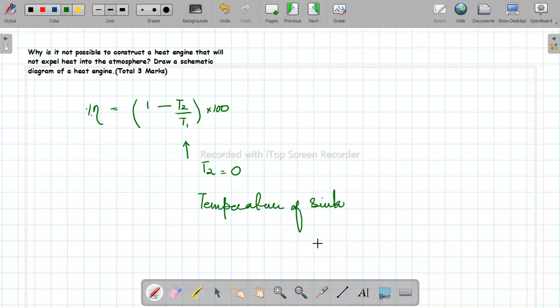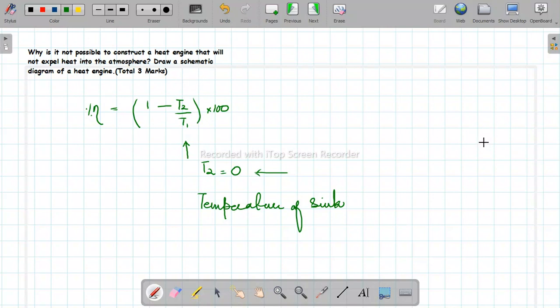And keep this in mind, we have already discussed that in this equation, T is not the temperature in Celsius. T has to be in Kelvins, right? Now, let's just look at it once again. Is it even possible to reach 0 Kelvin? No, it is not. 0 Kelvin so far is an unattainable temperature. This is the reason it is not possible to construct a heat engine that will not expel the heat into the atmosphere, right? Then, draw a schematic diagram of a heat engine.